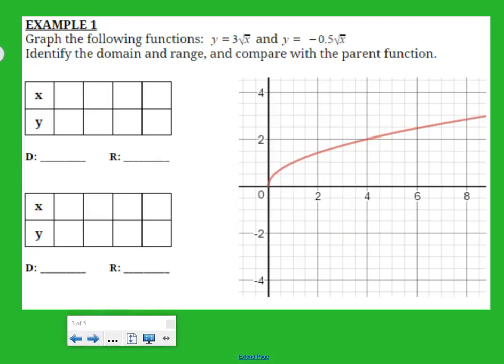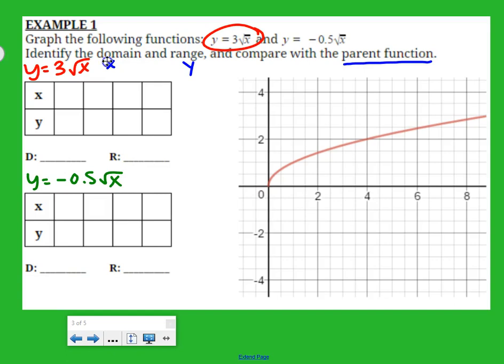So we're just going to jump right in. Graph the following functions: y equals 3 times the square root of x, and y equals negative 0.5 times the square root of x. Identify the domain. So the domain are your x values, and the range is your y values. And compare with the parent function, which I have graphed for you on your graph. So the first table we can use for y equals 3 times the square root of x, and the second box we can use for y equals negative 0.5 times the square root of x.